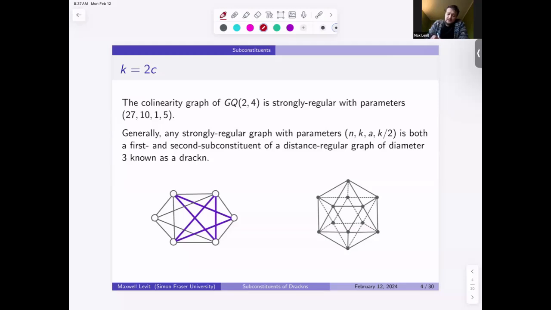More generally, you can note that this generalized quadrangle graph is a strongly regular graph with these parameters. So these are the number of vertices. This is the valency.